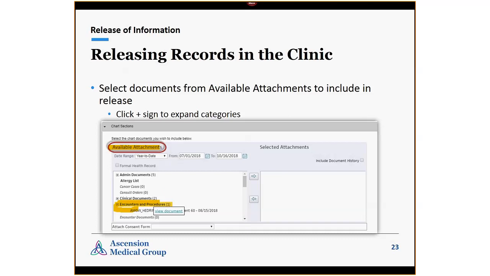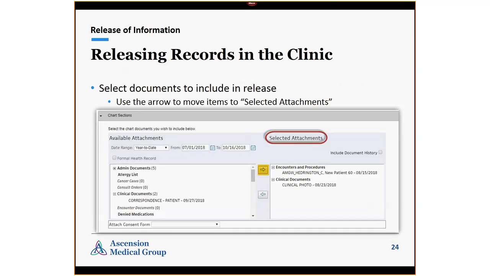In this particular case, this is a test patient, and there was only one appointment showing. If you hover over the line for the appointment, you'll see a View Documents pop up. You can click View Documents to actually take a look at the document to make sure it's the one you want. Once you have identified the items that you want, you can highlight them and then use the Move Over arrow button.